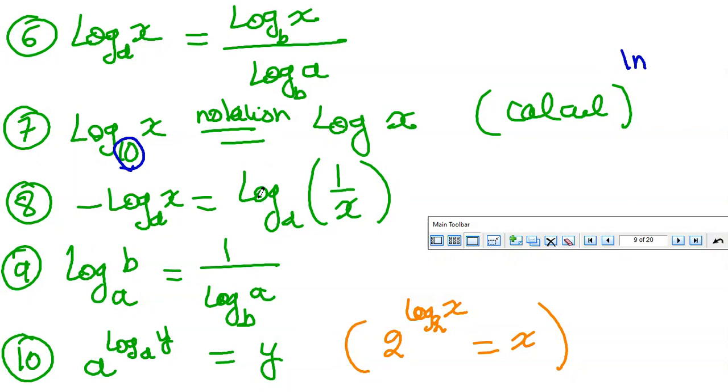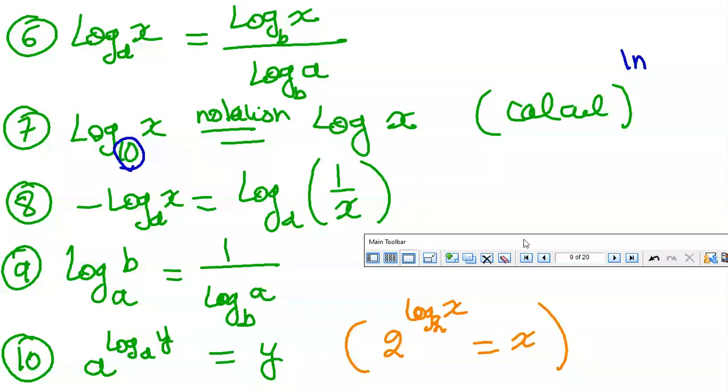Minus log a of x is log a of 1 over x. Because here if you do the property, it's log 1 minus log x, and you know that log 1 is 0, so 0 minus log x is minus log x. Log base a of b, if you switch those, is 1 over log base b of a. And a to the power log a of y is equal to y, because the exponent and the log are inverse functions, so it gives me the same value. So if you have 2 to the log base 2 of x, it's equal to x.